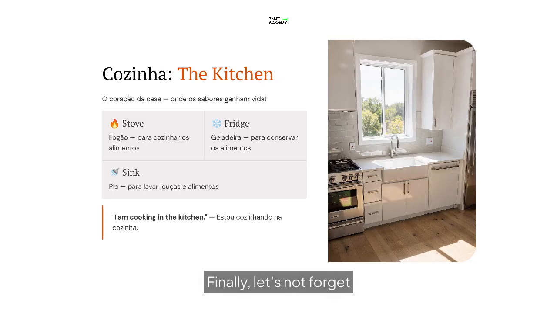Finally, let's not forget about the sink. It's where we wash our dishes and clean our fruits and vegetables. Think about how essential this space is in maintaining a tidy kitchen. You could say, "I wash the dishes in the sink," highlighting the everyday tasks that keep our homes running smoothly.